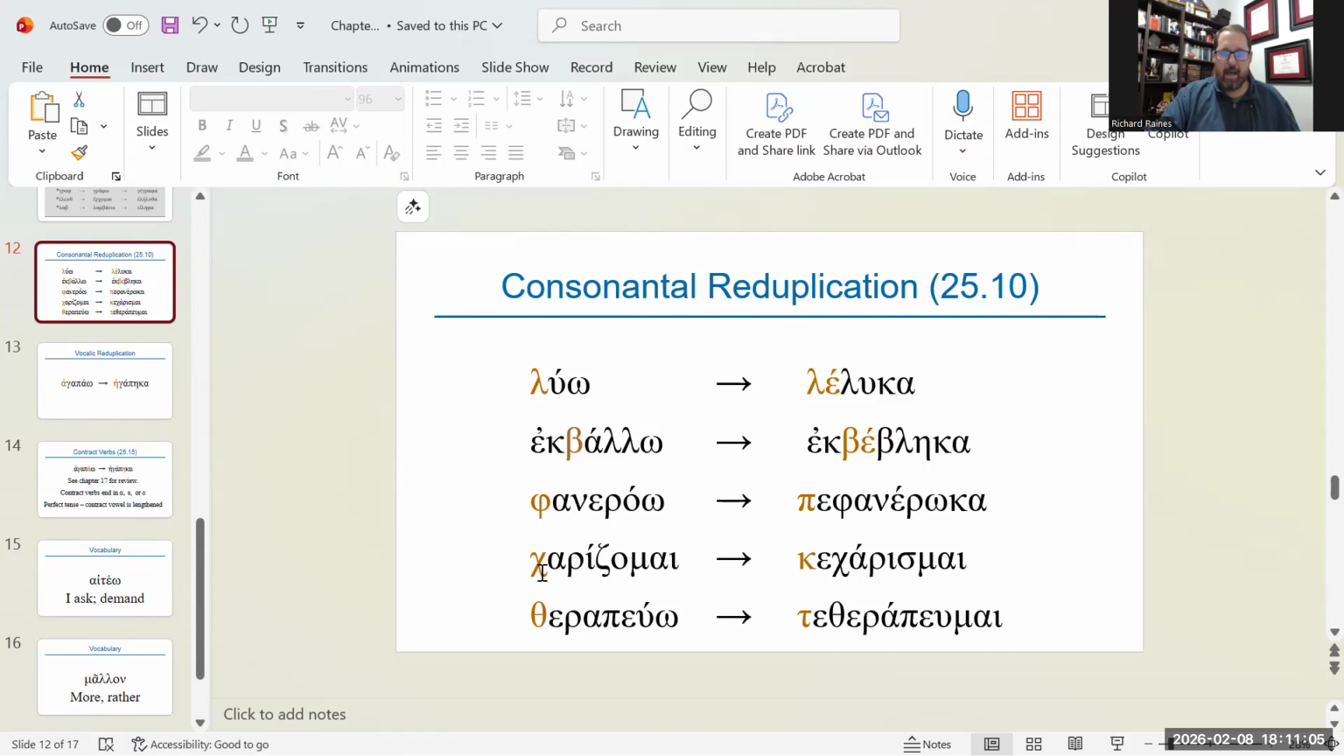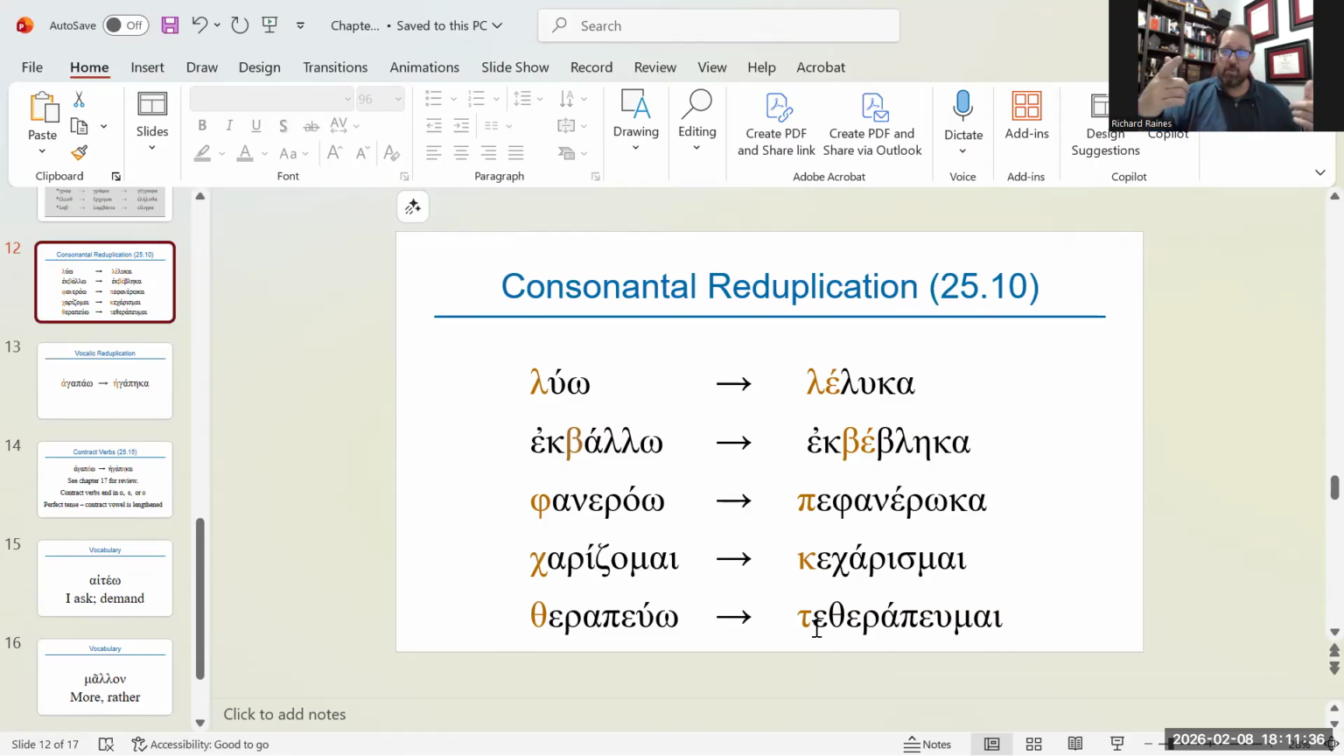If a word begins with a chi, chi remains. The reduplicated sound becomes K, the kappa, separated by epsilon. If it's a theta, in the perfect tense, the theta remains. The reduplicated theta becomes a tau, separated by an epsilon.